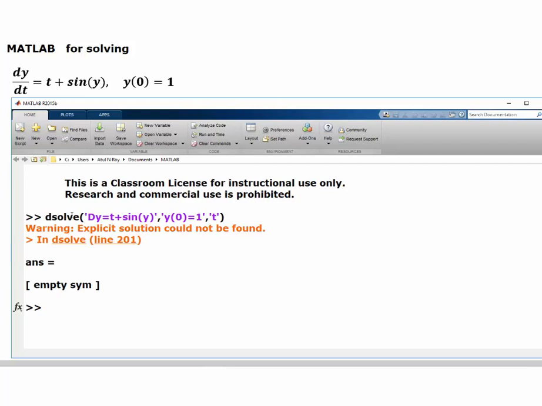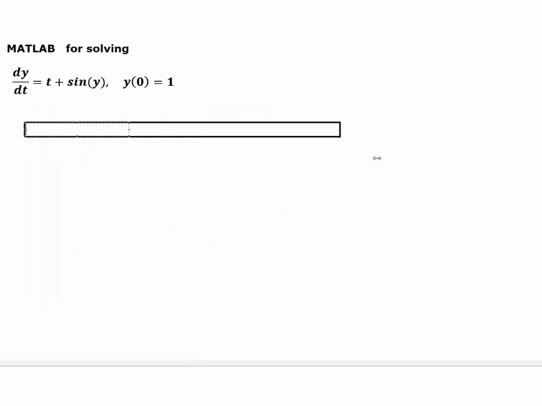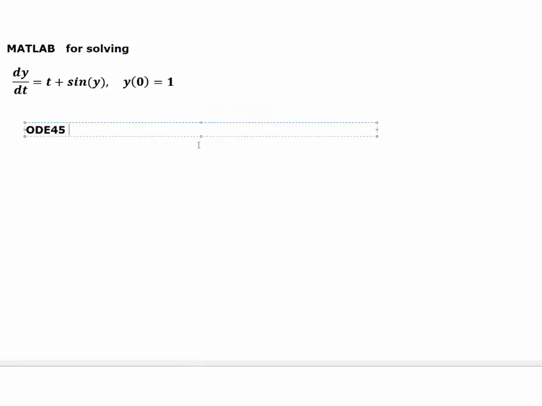What it says is that it cannot find an explicit solution. That means our analytical technique did not work. So what we would do now is that we shall go ahead and use a feature called ODE45. Let me write that for you here. We are going to use what is called ODE45 to obtain numerical approximation for the differential equations in which we cannot analytically find a solution.